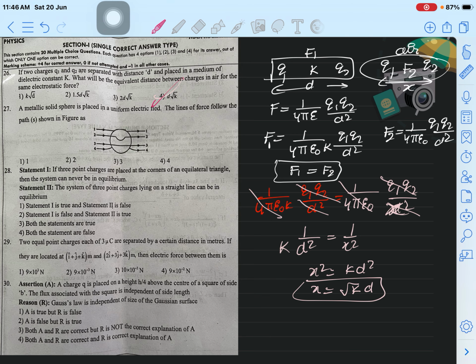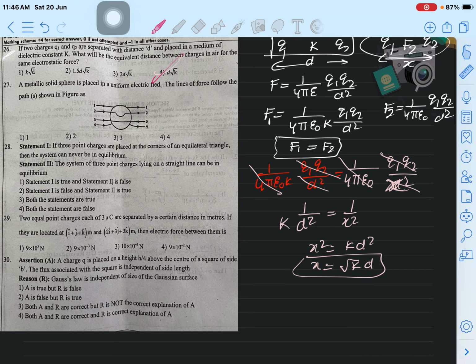Next, the second one. We have already discussed the electric field inside a metallic solid sphere. A metallic solid sphere means it is a conducting sphere, so the electric field will be zero inside. Electric field lines exist only outside the sphere, and inside it will be zero. So the fourth option will be the right one.